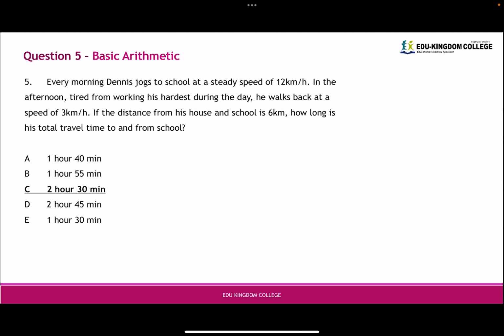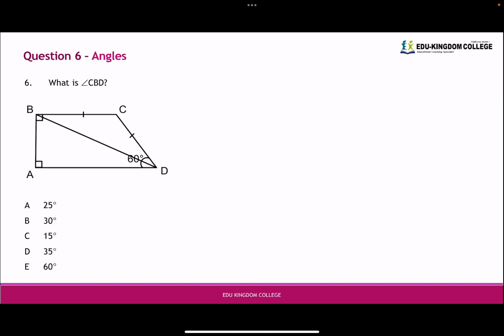So question 5. Dennis jogs to school at a steady speed of 12 kilometers per hour. Walks back at 3 kilometers per hour. The distance from school to home is 6 kilometers. So on the way there, he gets there in 30 minutes, and on the way back, he gets home in 2 hours. Okay, add them together, you get 2 hours and 30 minutes.